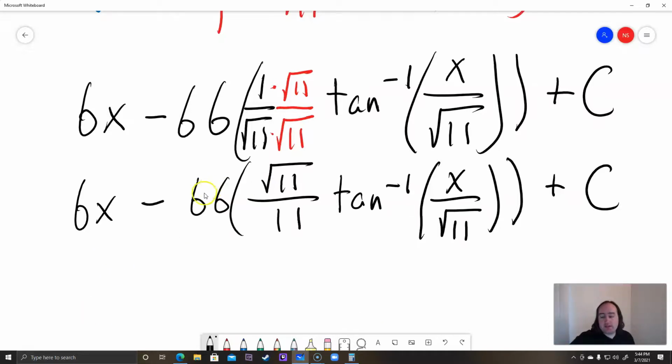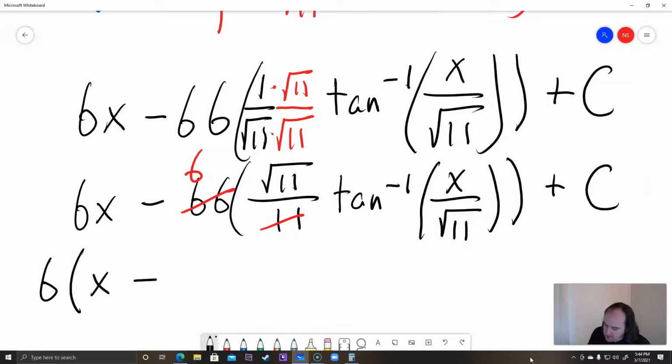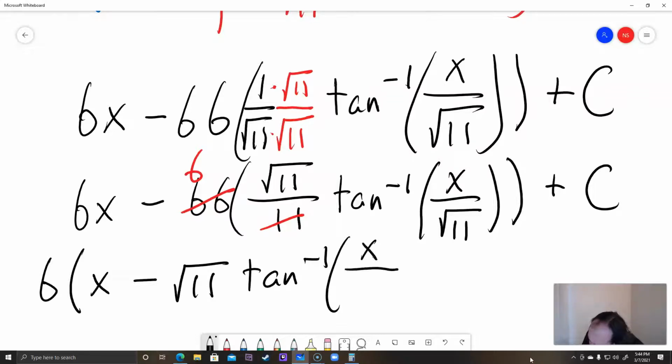We know that 66 divided by 11 is just 6. So we can cross these out. So we're just going to have a 6 in the numerator. Okay, and then what they do is they factor out a 6 from the entire expression. So if you factor out a 6, we're going to be left with parentheses x minus root 11 tan inverse of parentheses x over root 11 end parentheses plus c.